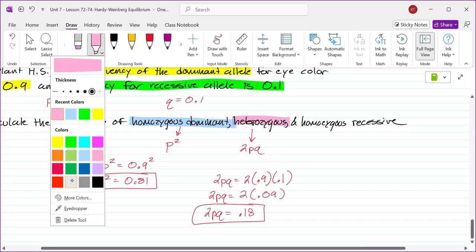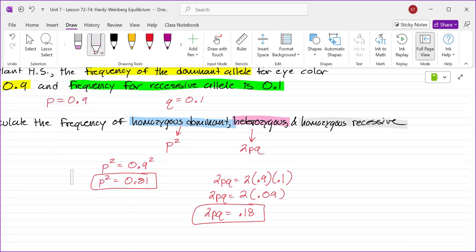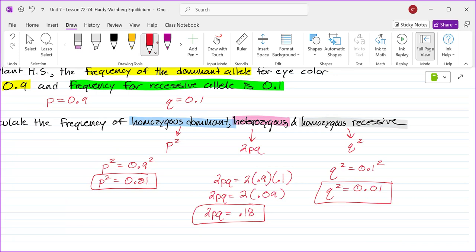And then lastly, homozygous recessive. What variable does homozygous recessive get represented by in Hardy-Weinberg? Q squared. Well, you were given Q in the prompt, so Q squared is simply going to be 0.1 squared. Q squared is going to be 0.01. There are your three variables.